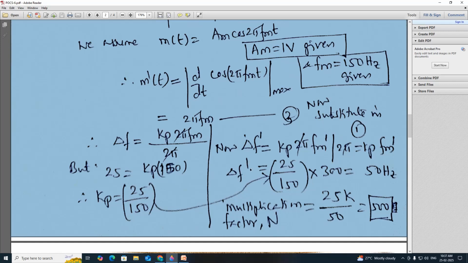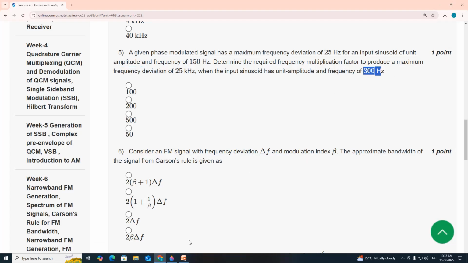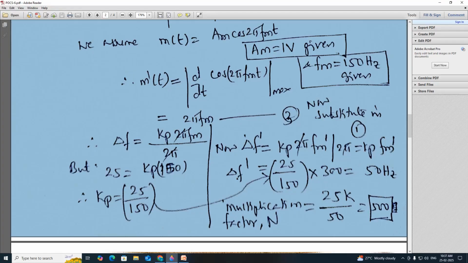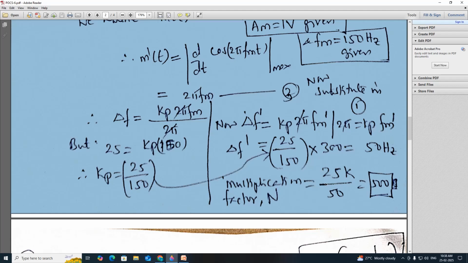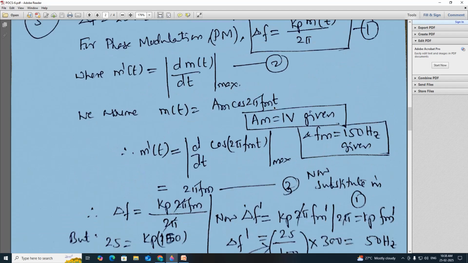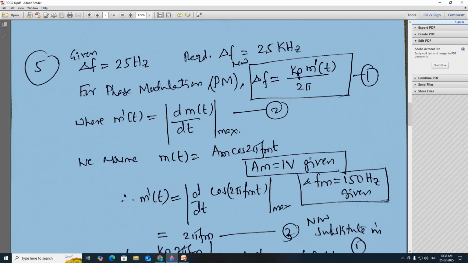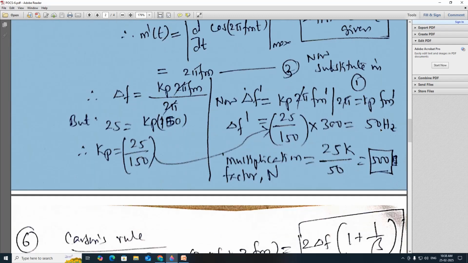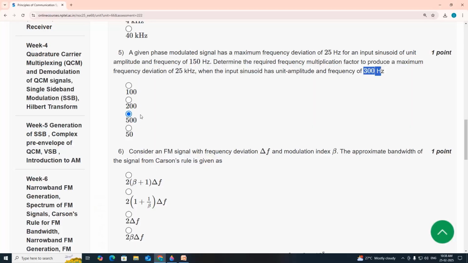So delta f dash is equal to Kp times fm dash. What is Kp here? Kp is 25 by 150. What is fm dash? Fm dash is 300, that is given. So the new delta f dash is 50 hertz. Now what is the multiplication factor n? Simply divide the new delta f by the old delta f. You will get 500. Answer is option C, 500.